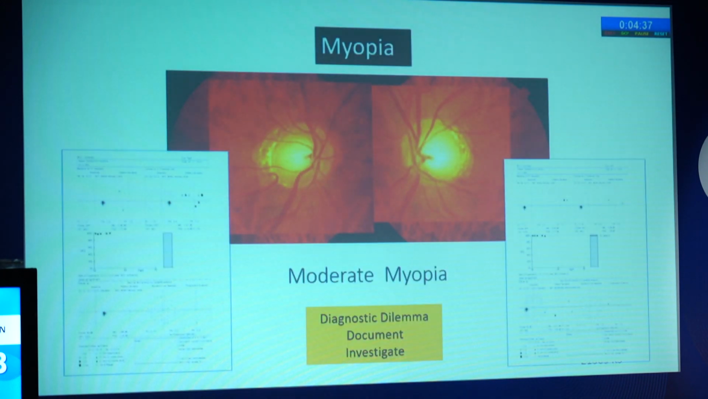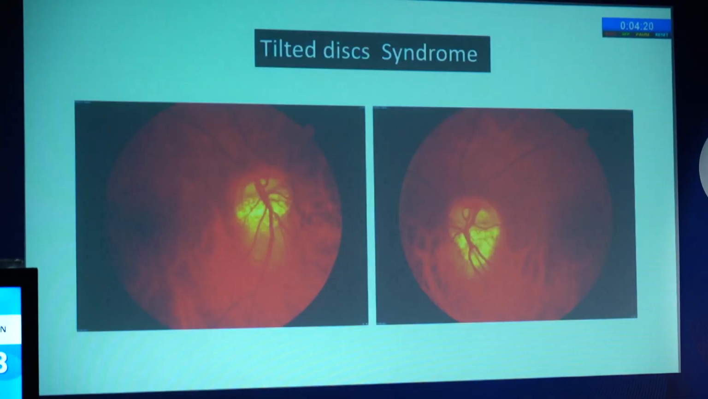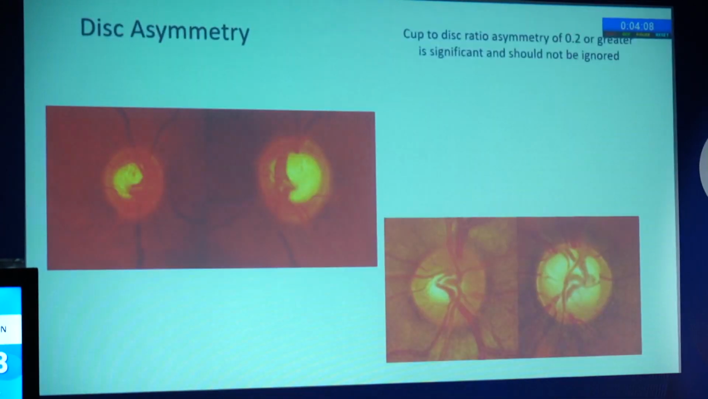Myopia also looks like glaucoma but may not be glaucoma, so you need to investigate. Maybe you have to do serial documentation of perimetry like this and conclude. Myopic tilted disc is again mistaken as thin NRR because of the atrophy, also temporal atrophy, but you need to document and have serial photographs. Tilted disc syndrome is a syndrome where discs are obliquely inserted and you can create a peripapillary crescent inferiorly. So this is a syndrome and definitely not glaucoma.